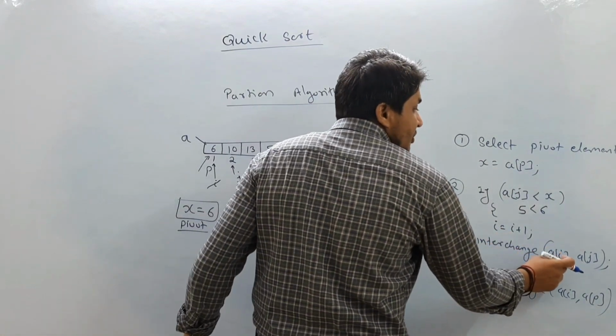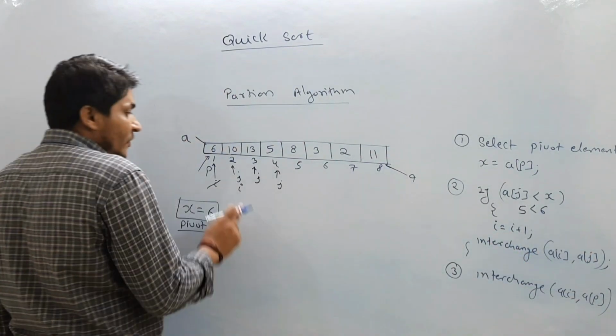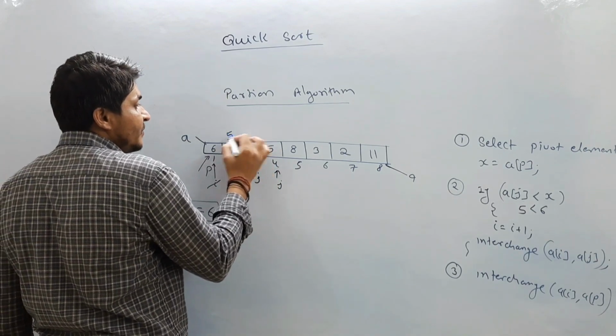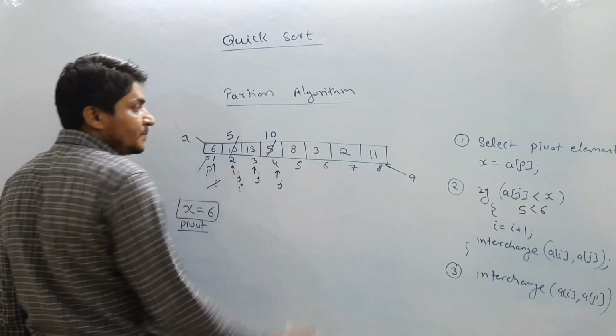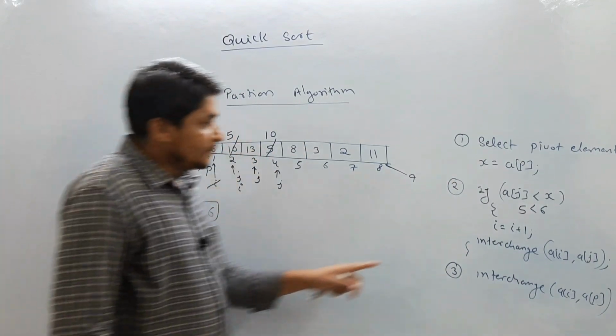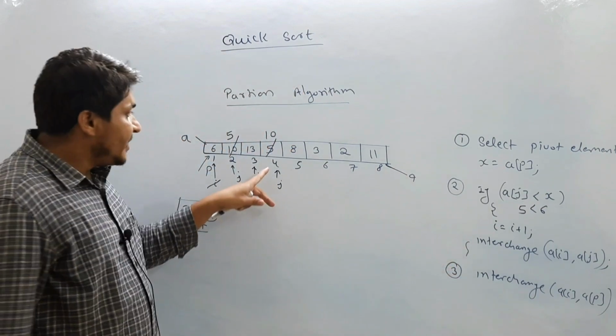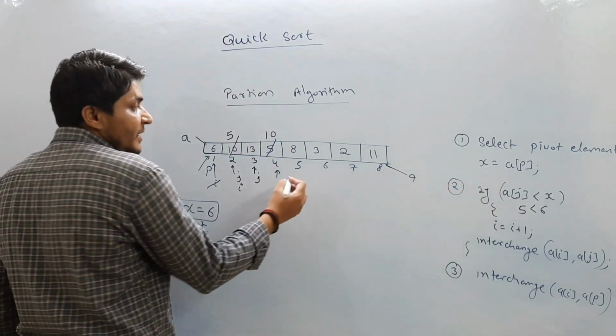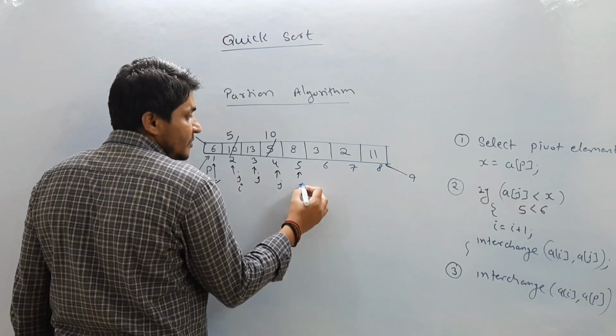Then I need to interchange A of I and A of j. A of I means what? 10. A of j means 5. So it will become 5 and it will become 10. Next, because we have compared with this element, now we have to compare with the next elements also. So simply we will increment j.